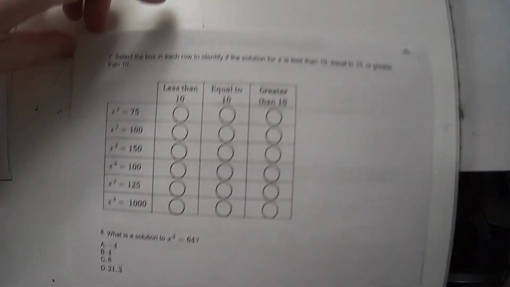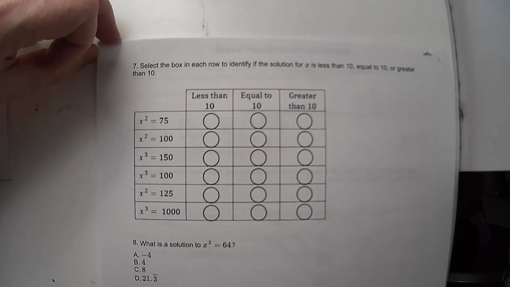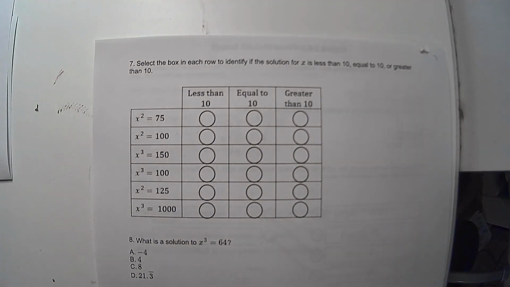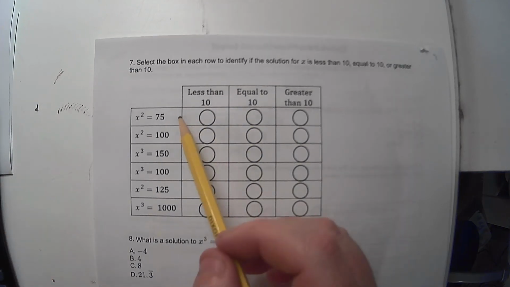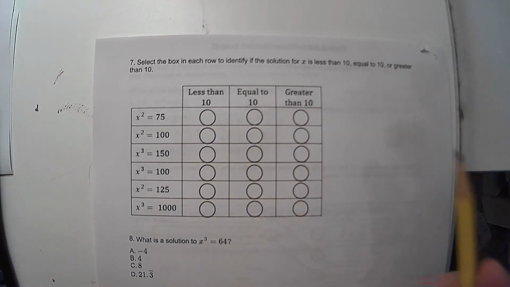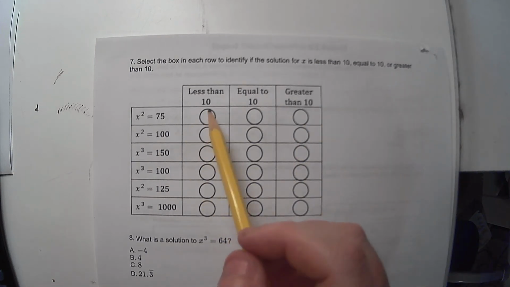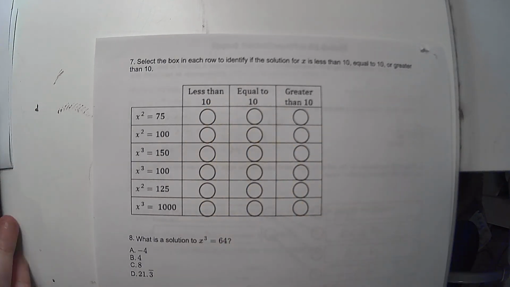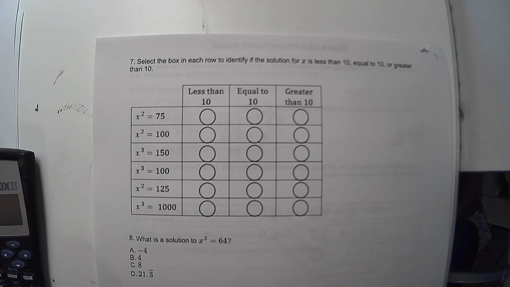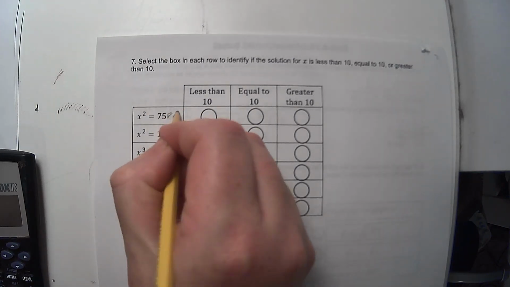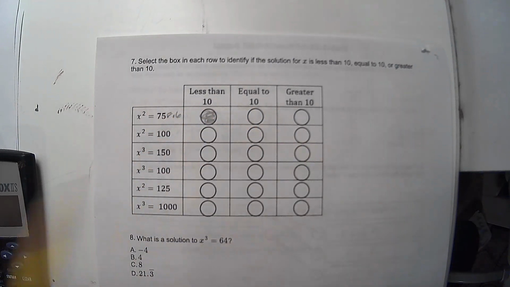Alright, we've got 2 more to go. Number 7. We have to select the box in each row to identify if the solution for x is less than 10, equal to 10, or greater than 10. Essentially we don't even have to know exactly what the number is. We're not rounding it off or anything. It's going to be straightforward and simple and to the point. So in my calculator, I'm going second, x squared, 75, hit enter. Come up with 8.6. That's going to be less than 10.